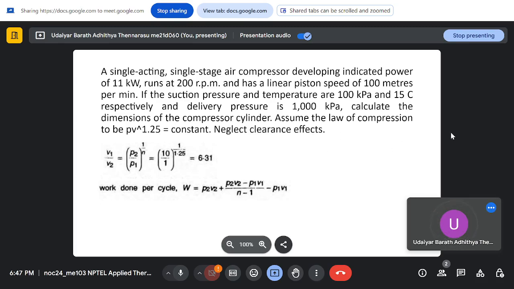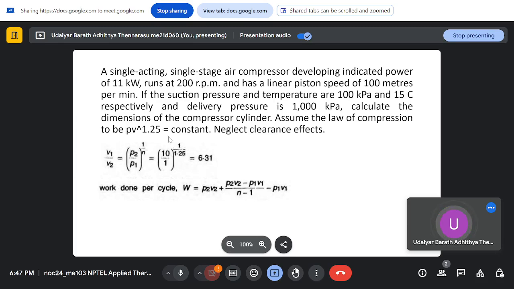So we know the pressure ratios here. The outlet pressure is given. It's just the previous problem, given the other way around. We are going to find out the compressor dimensions. The outlet pressure is 1000 kilopascal and the inlet pressure is 100 kilopascal. With this, the pressure ratio comes out to be 10.